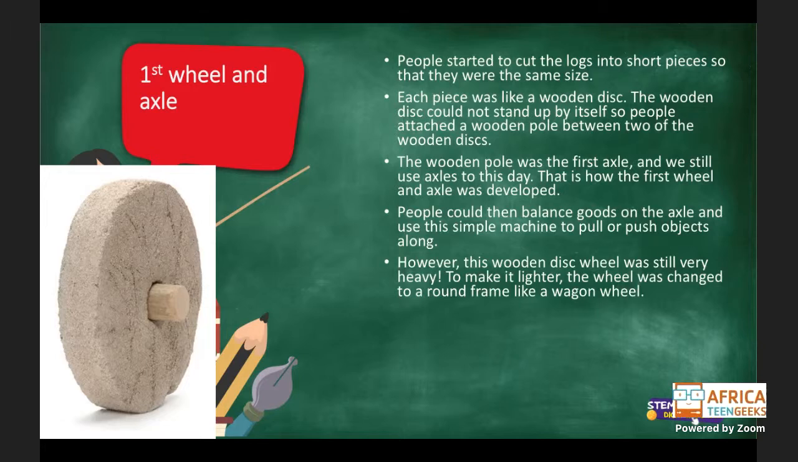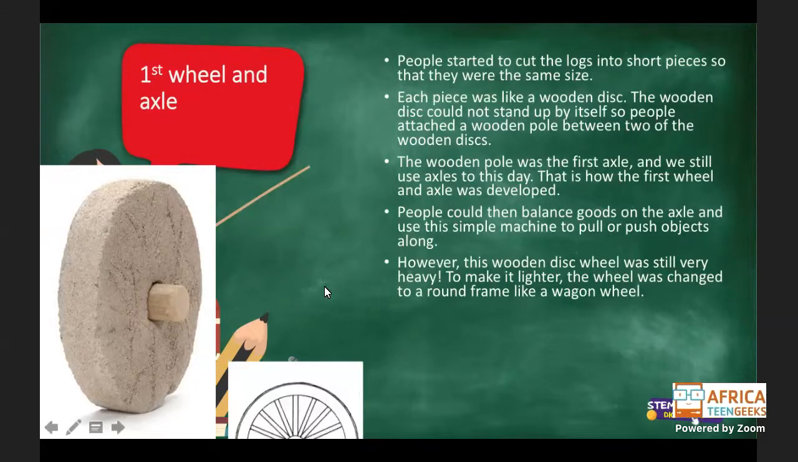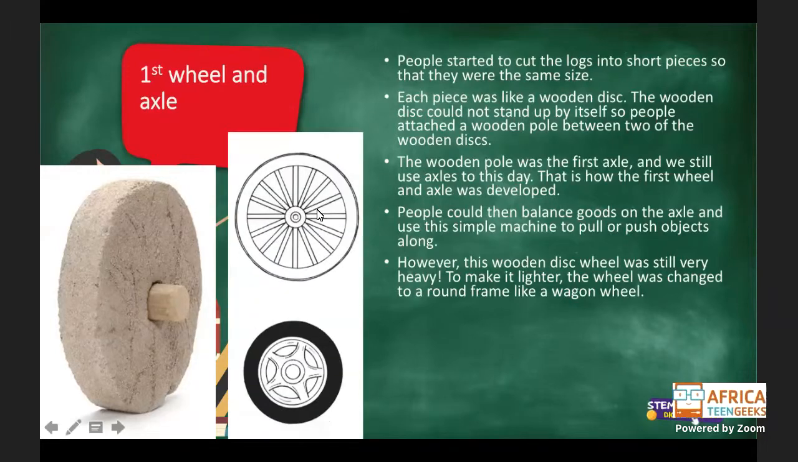Therefore, engineers came up with different ways to experiment and to come up with lighter wheels. Let's look at this picture. This is how they started to make wheels become lighter and lighter. Then recently, people are using this wheel, made out of rubber.